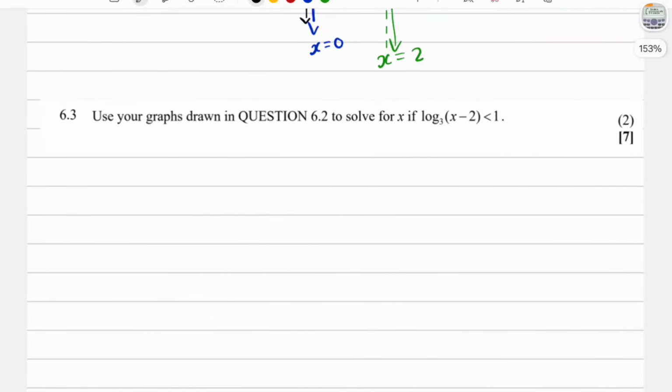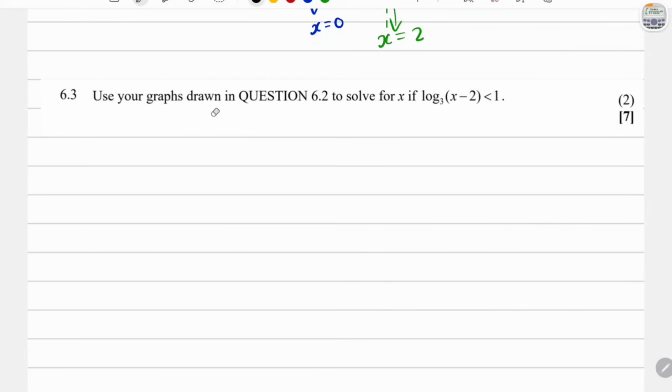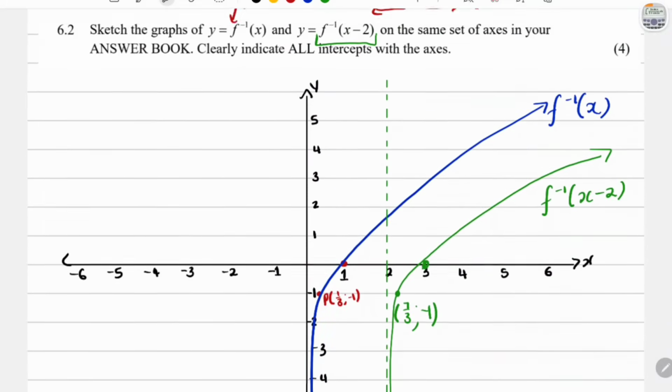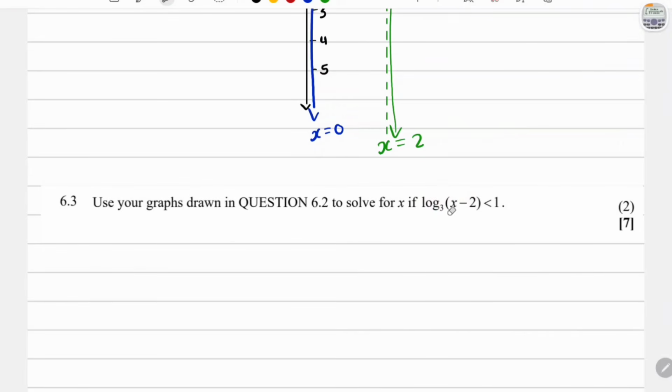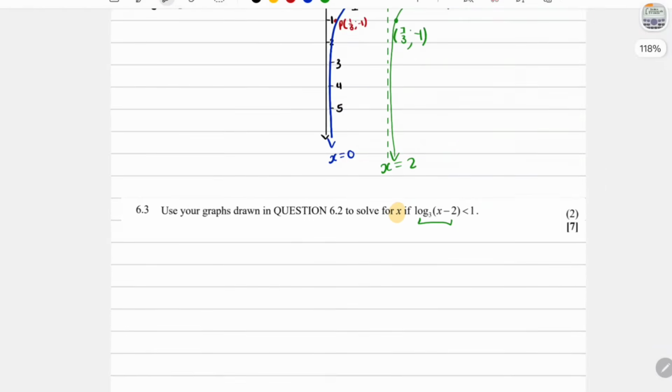Okay, 6.3, the last question in question 6 says, use your graphs drawn in question 6.2, so the previous question, to solve for x if log base 3 of x minus 2 is less than 1. So as you can see, this is the function that we have here, right? Because you see that it's the same thing as the inverse, you just have an x minus 2. So that is the green graph, right? So if this is less than 1, you need to find the values of x for which the green graph has y values less than 1.